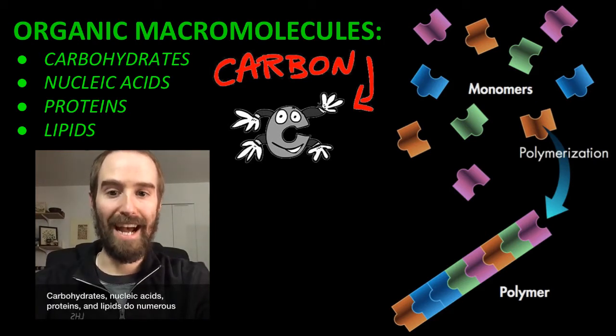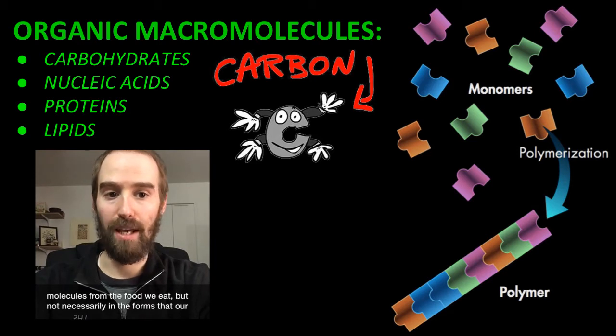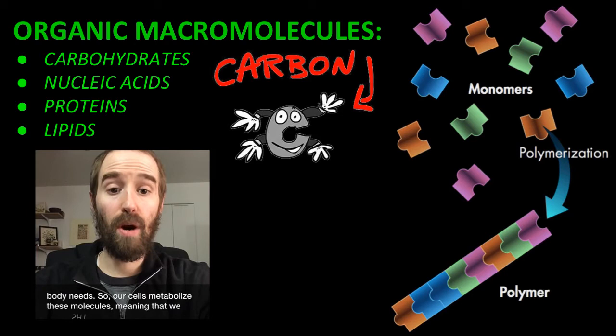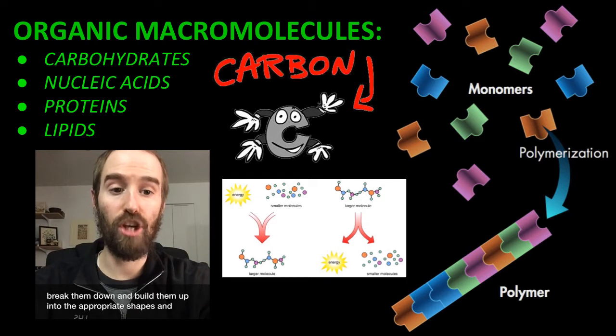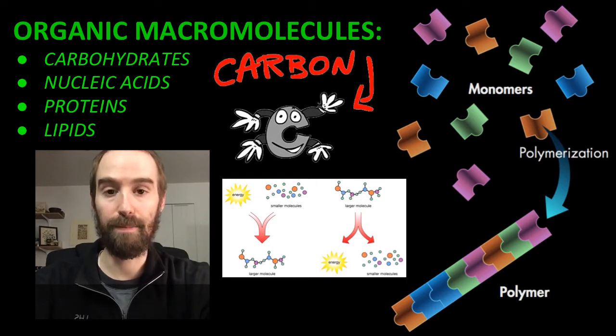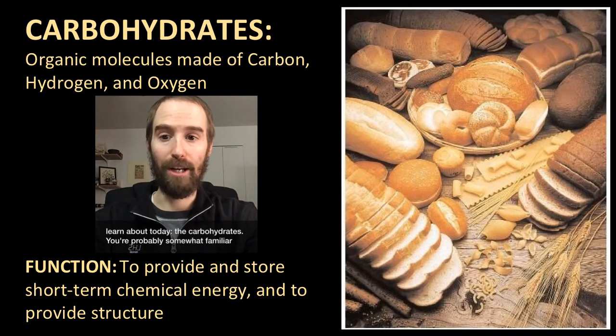Carbohydrates, nucleic acids, proteins, and lipids do numerous important jobs inside the cells that make up our body. And we get these molecules from the food that we eat, but not necessarily in the forms that our body needs. So our cells metabolize these molecules, meaning that we break them down and build them up into the appropriate shapes and structures that our cells need. Which brings us to the class of organic molecule we are going to learn about today, the carbohydrates.